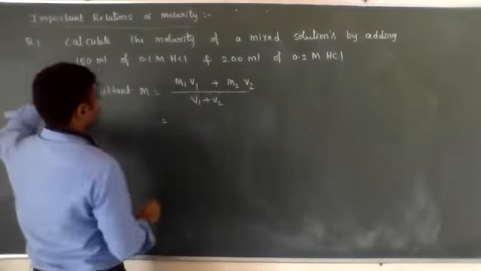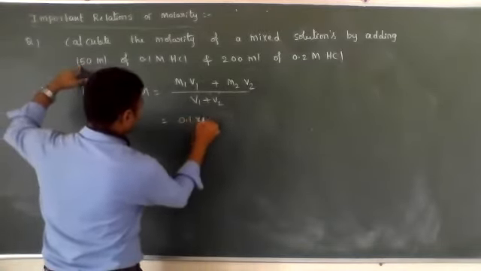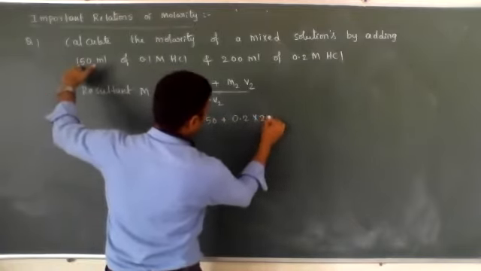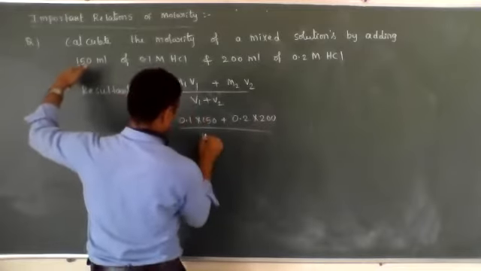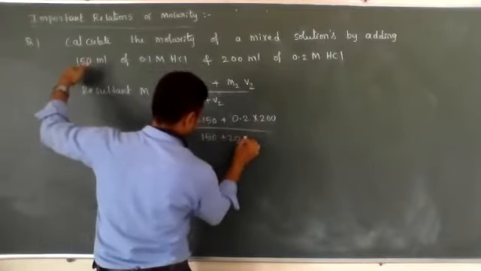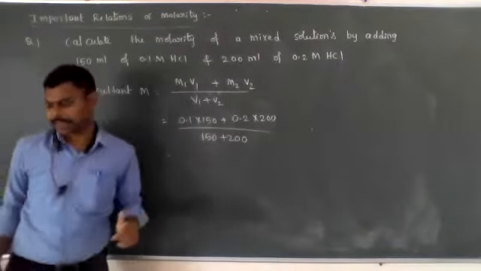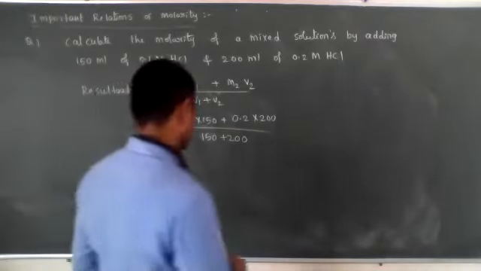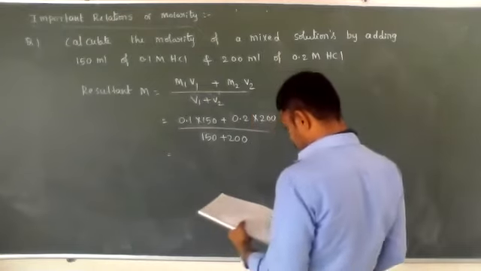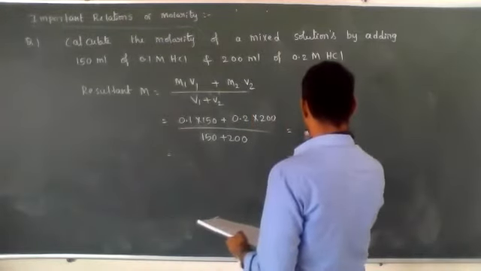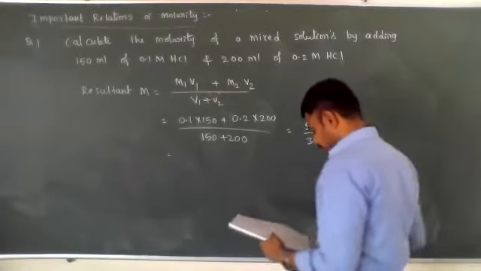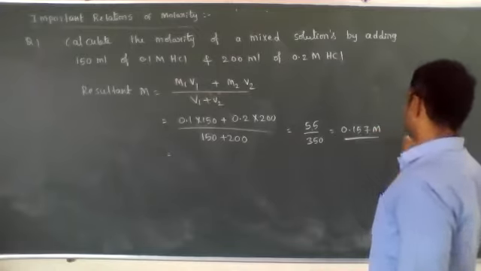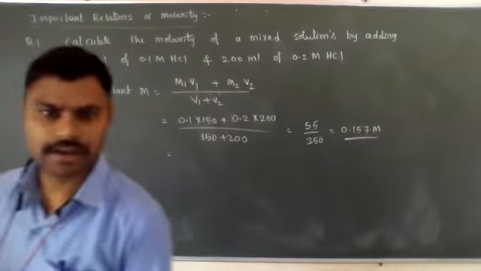What is the resultant molarity? 0.1 into 150 plus 0.2 into 200 divided by 150 plus 200. Then we will get the answer. That is the resultant molarity. How much, ma'am? If you simplify that, we will get approximately 0.157 molarity.